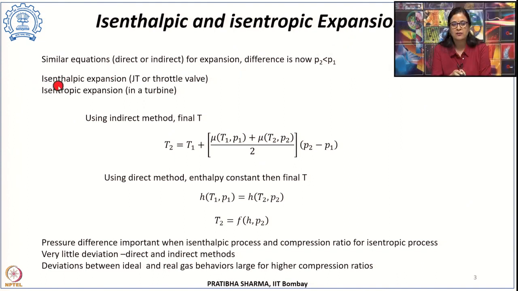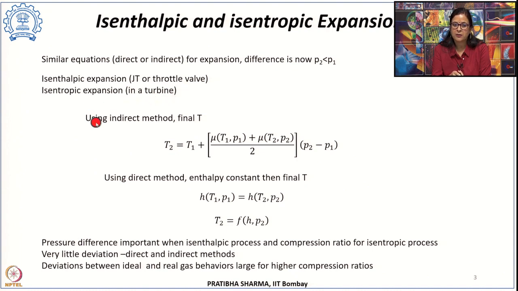One possibility is we can consider it to be an isoenthalpic expansion. And this is considered when we are expanding it through a Joule-Thomson or a throttle valve. The other possibility is we can approximate the actual process by means of an isoentropic thermodynamic process. So, it can be an isoentropic expansion. This is considered when the expansion is done using a turbine.